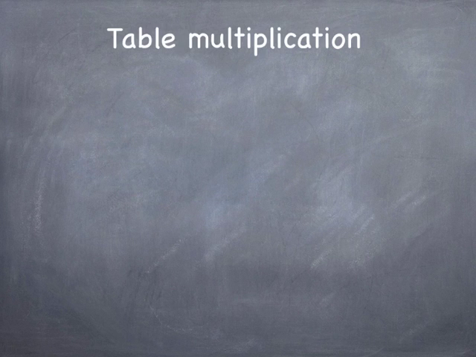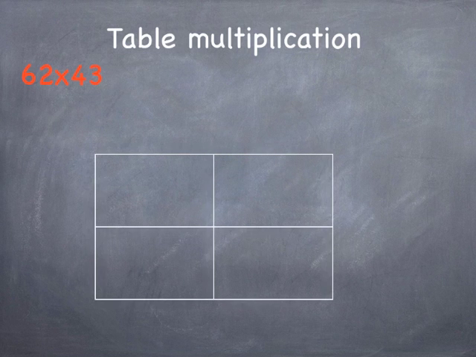So, table multiplication. Let's say that you want to work out 62 times 43. Start by drawing a 2 by 2 table like this. Put one of the numbers along the top, say the 62. So I put 60 here and 2 here. The 43 goes down the left side, 40 and 3. Now I'm going to multiply all the bits together.